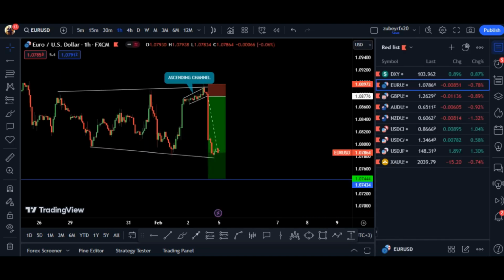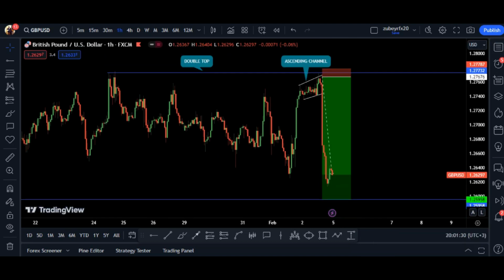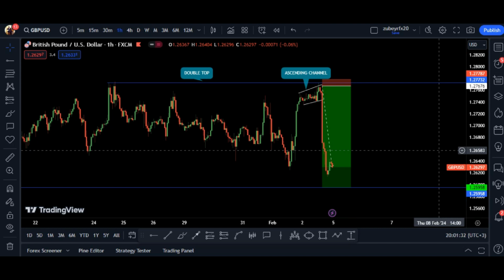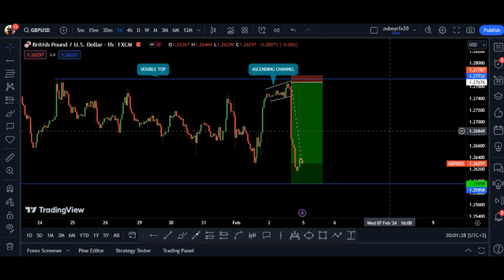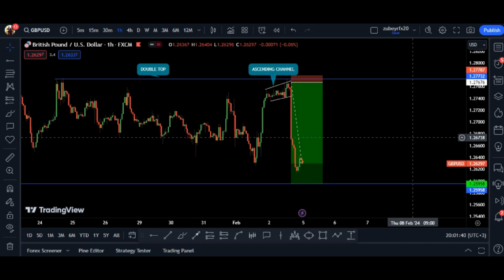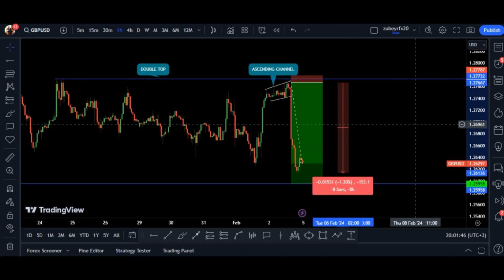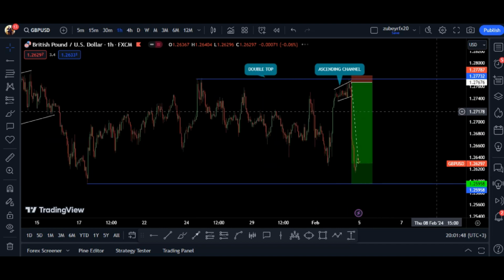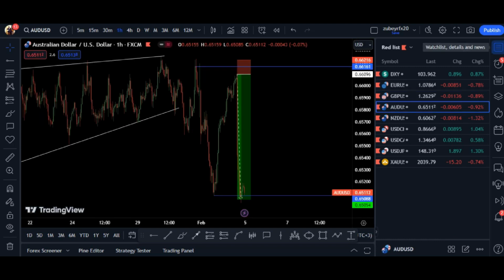Also, guys, if we look at GBP/USD, it is the same as EUR/USD. They are all opposite to the dollar. So we can also see how lovely GBP/USD dropped as well, and we almost caught 153 pips, and it is still dropping. So this is unbelievable, guys. The structures are pure solid structures.